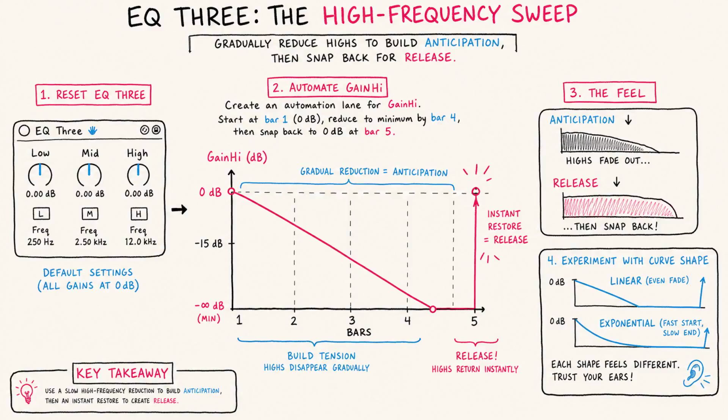Reset EQ3 to default settings. Create an automation lane for GainHi. Starting at bar 1 with GainHi at 0 decibels, draw an automation curve that gradually reduces GainHi to minimum over bars 1 through 4. At bar 5, snap GainHi back to 0 decibels instantly. Listen to how the gradual high-frequency reduction creates anticipation and how the sudden restoration creates release.